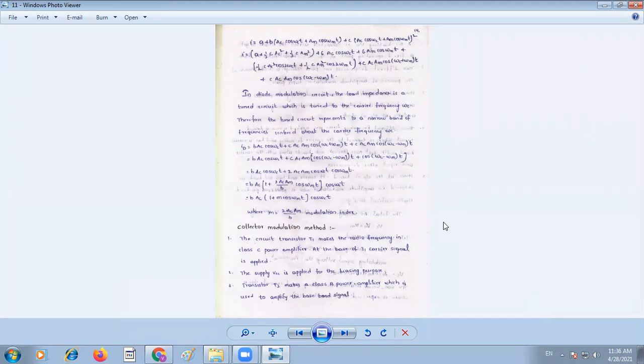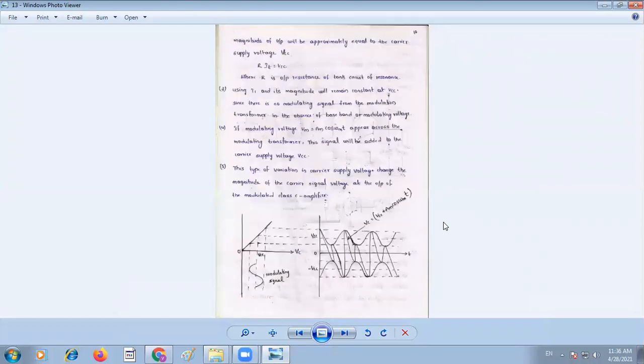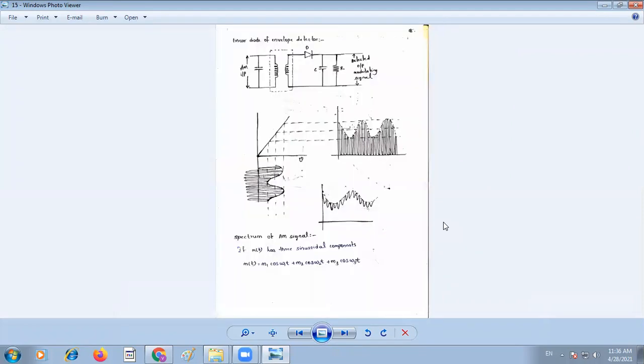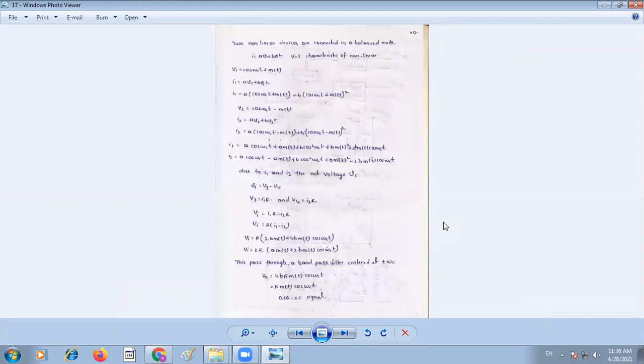So this is the concept of power and envelope detector, square law diode detector.